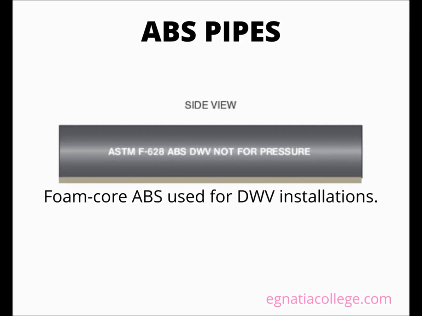Unless it has stabilizers and UV inhibitors, it cannot be exposed long-term to UV rays. ABS is more widely used in the western portions of the United States, whereas PVC is more popular in the eastern portion. Mobile homes commonly use ABS pipes and products.